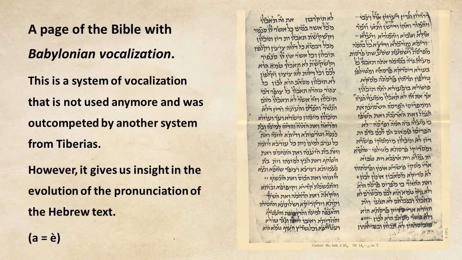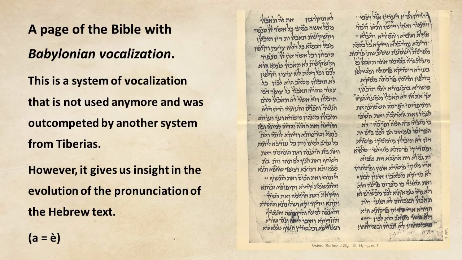So we now have a system from Tiberius, but in Babylonia they also came up with a system that didn't make it eventually. We're not using it anymore. But this is an example of Torah text with vowels, vocalization, in the Babylonian system, which is very interesting. We see that in Tiberius, and if you learn both of these systems, you can compare the pronunciation.